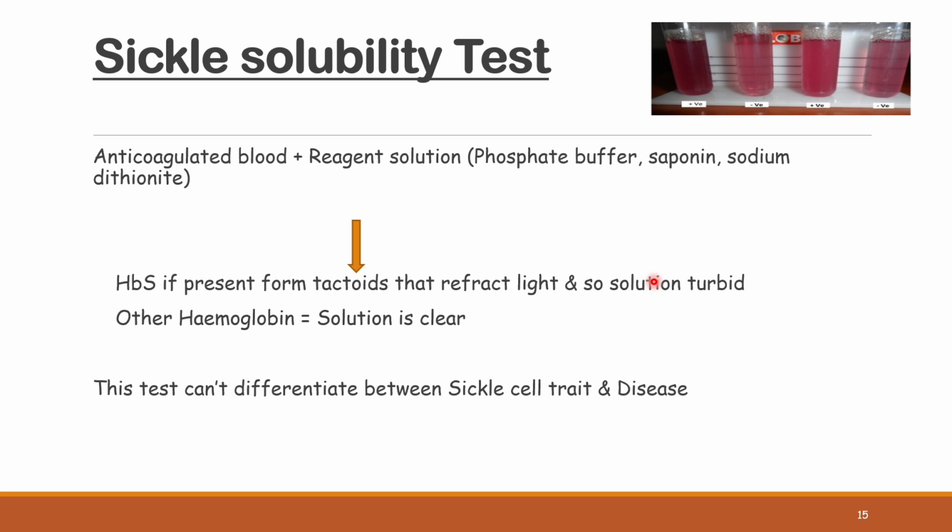So this is a very simple sickle solubility test for distinguishing whether the patient has sickle cell disease or not. It can't differentiate between sickle cell trait and disease, right? Heterozygous and homozygous cannot be distinguished. It can only say whether sickle RBCs are present in your body or not. So see, this is the positive test, where the solution is turbid and the light is refracted. The black line is not visible. So this is called a positive sickle solubility test.